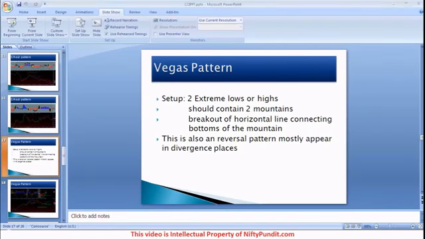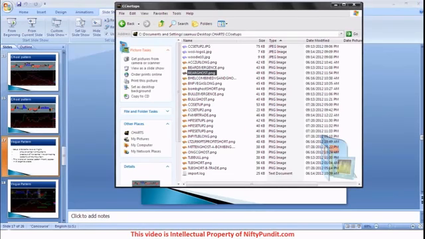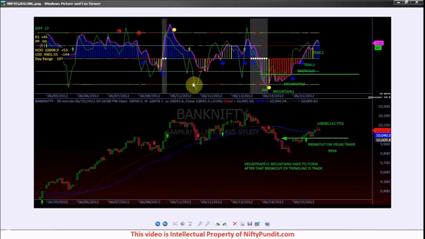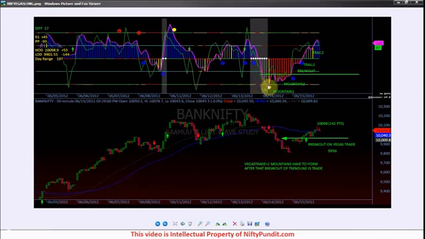Let's see an example of Vegas. See, we see two mountains, this one mountain and another mountain. We will be drawing one horizontal line connecting these two mountains. One is here and another one is here. On the breakout of this, we will be buying the stocks.